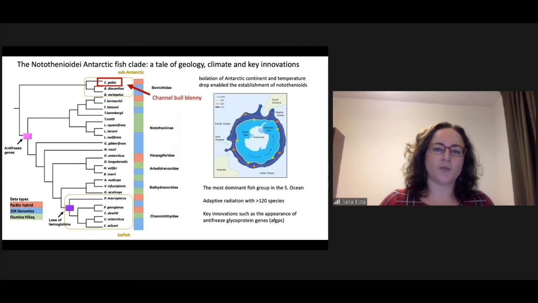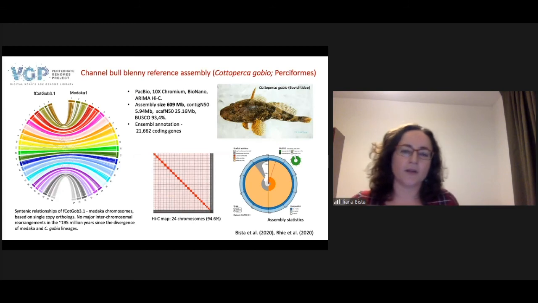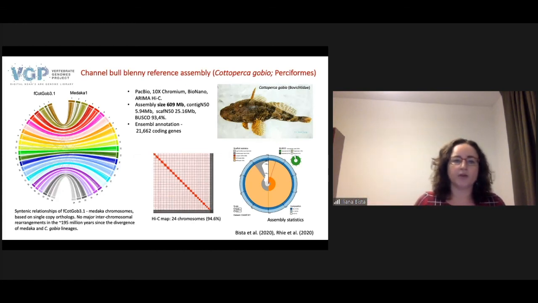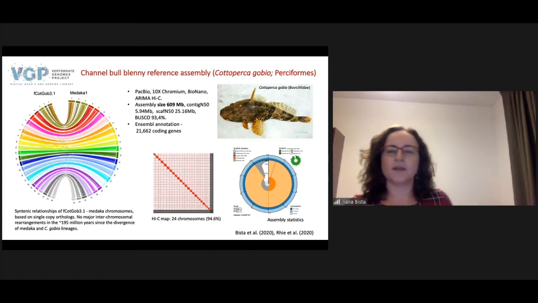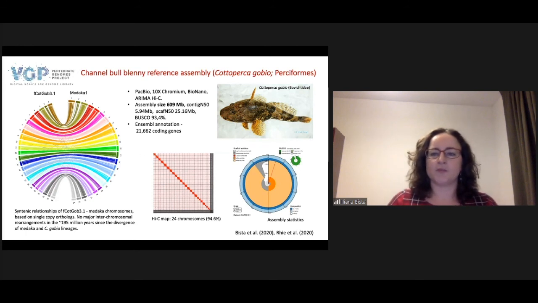Just wanted to start by introducing the Channel Bull Blenny assembly, which is a reference assembly we generated in collaboration with the Vertebrate Genomes Project. And Cottoperca gobio, as the species name, is the order representative of the perciforms for the VGP. It's a high quality reference assembly assigned to 24 chromosomes and is generated according to the VGP quality standards.